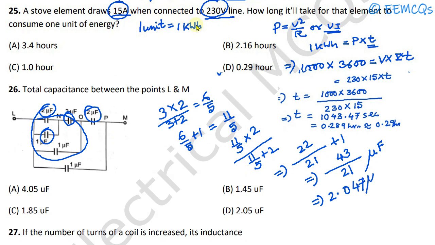2.047 microfarad, which is approximately equal to 2.05 microfarad. Okay. So option number D here will be the correct answer.